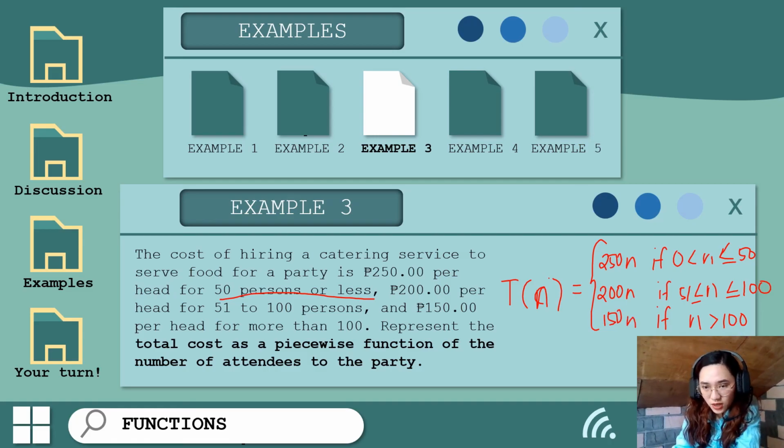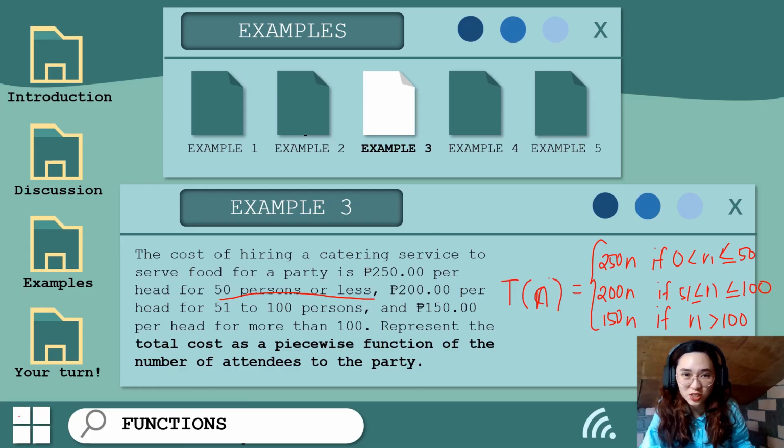So, that is our piecewise function that will represent the total cost of hiring a catering service in terms of the number of attendants to the party. That would be our last example. It's now your turn to try by yourself on how we represent real-life situations using functions.